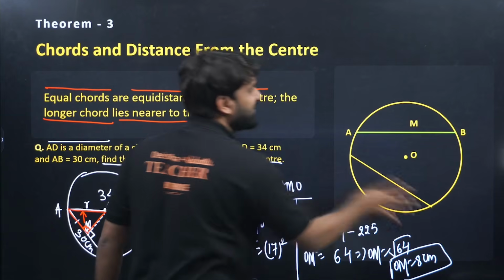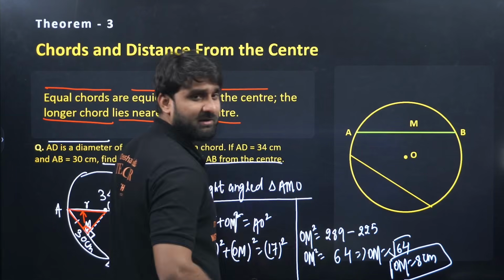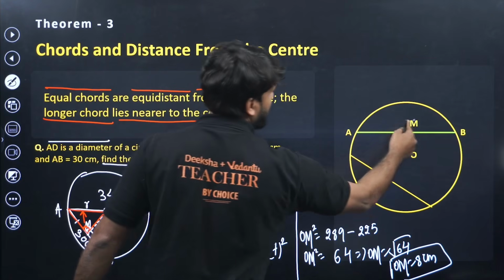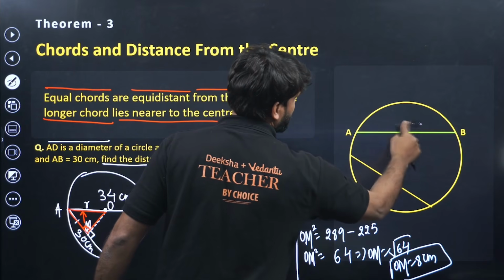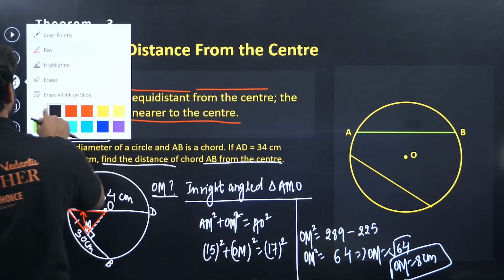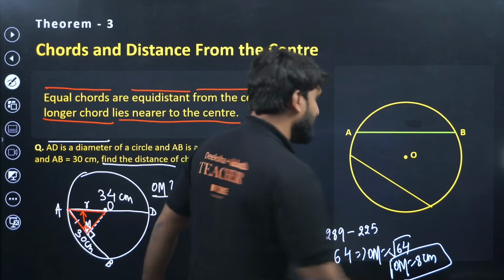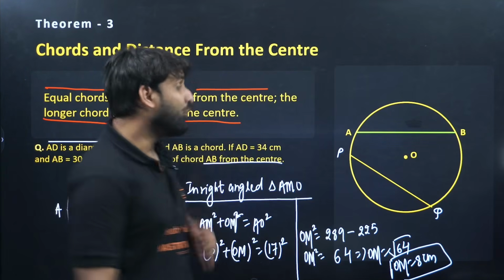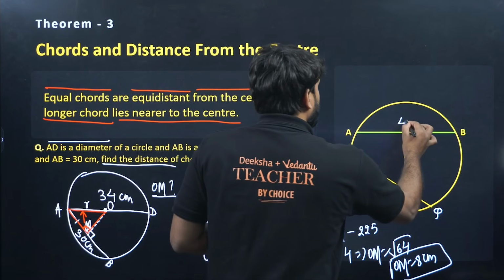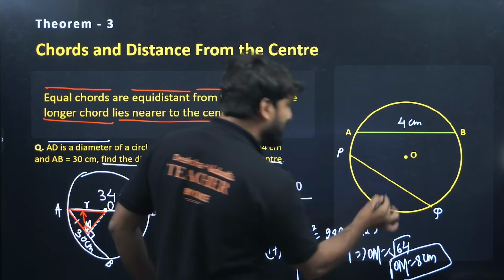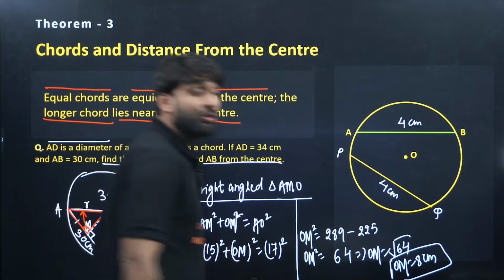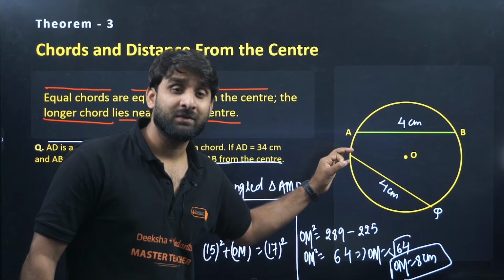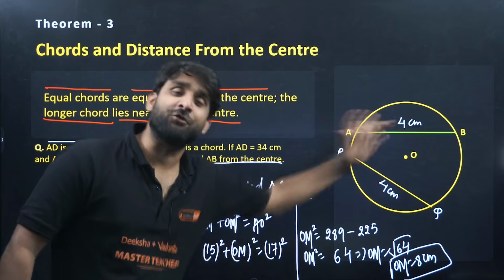Just imagine we have a circle here, and O is the center, and I have two chords here. Let me hide this M first. So I have two chords, AB, and let's say I have one more chord PQ. Both, just imagine, suppose AB is equal to 4 centimeter and PQ is also 4 centimeter. So this theorem says that equal chords are also at equal distances from the center.